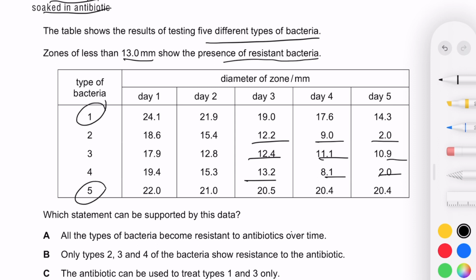So all the types of bacteria become resistant to the antibiotics over time? No, as we can see, it's not a conclusion that we can support by this data. Only types 2, 3, and 4 of the bacteria show resistance to the antibiotic.